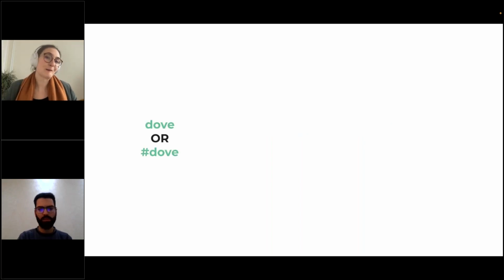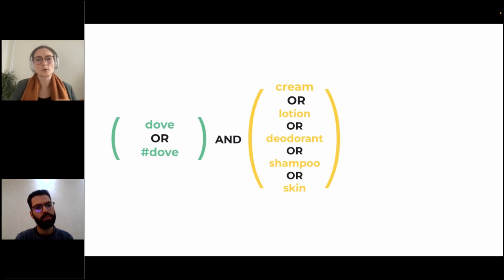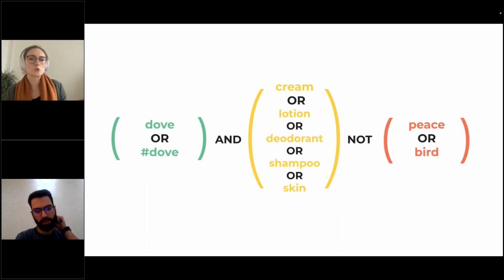Now, things will be a bit more complicated if your brand has a more generic name, and this is the case of our example, Dove. So here, just by adding Dove, you're going to have a lot of noise. So for this type of query, you're probably using the AND operator or maybe the NEAR operator in order to associate the name of the brand with some context keywords. And also you're probably using the NOT operator to exclude some keywords.